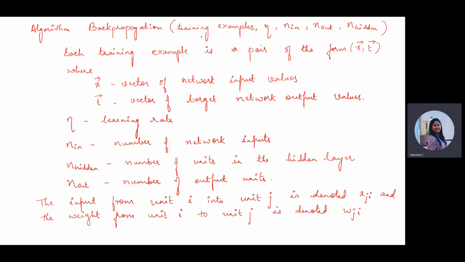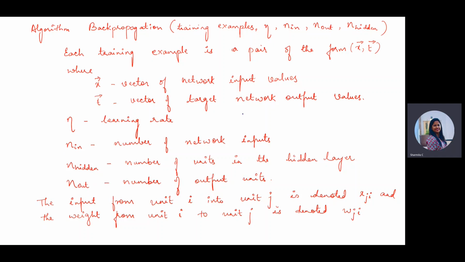The backpropagation algorithm takes the training examples, the learning rate, and n_in, n_hidden and n_out, the number of neurons at the input layer, the hidden layer and the output layer. Each training example is a pair of the form (x vector, t vector), where x is the vector of network input values and t is the vector of target network output values. Nu is the learning rate, n_in is the number of network inputs, n_hidden is the number of units in the hidden layer, and n_out is the number of output units.